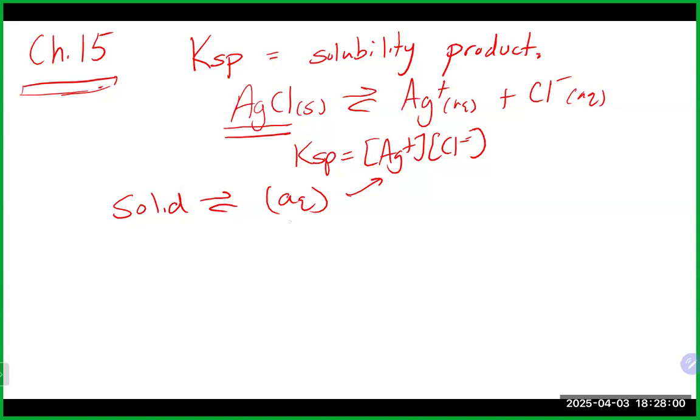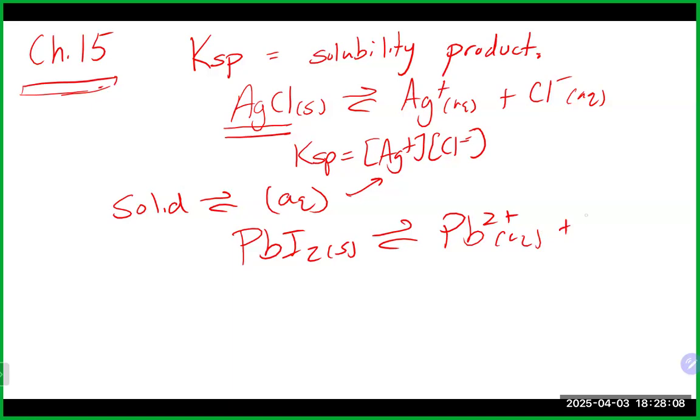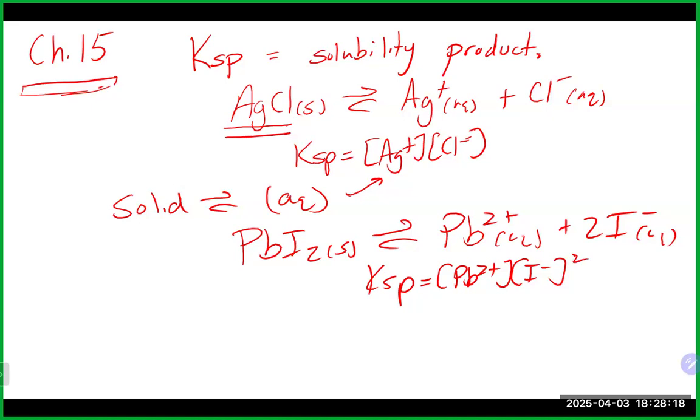So again, if we had PbI2, we would have Pb2+ and 2 I minuses. KSP will be Pb2+ times I minus, and again, we would square it. So there's really kind of two types of problems we talked about with KSP, which is you're just given really just the KSP value.